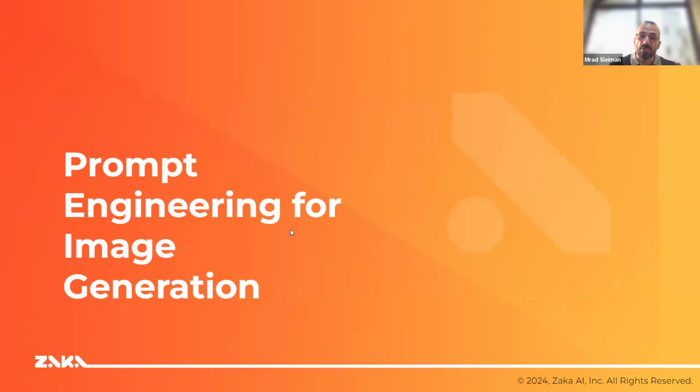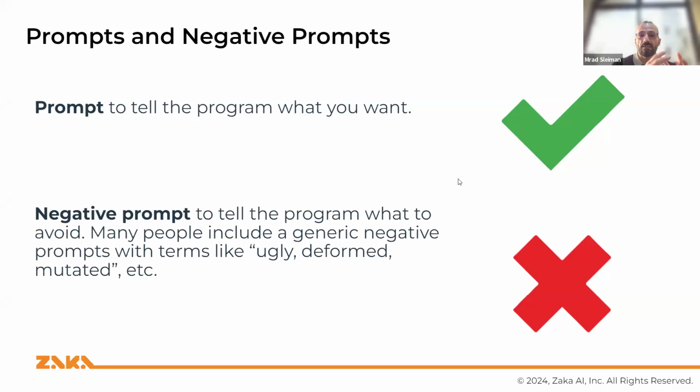Now, prompt engineering for image generation. Yes, we need to talk with the model. How can we do that? By using prompts. So what is a prompt? It is a way that I can tell the program what I want. What is a negative prompt? It tells the program what to avoid. For example, I don't want this program to generate ugly images, deformed images, mutated images, etc. So there is the prompt, which is essential, and there is another option that you can add, the negative prompt. You are telling the model what you don't want to generate.